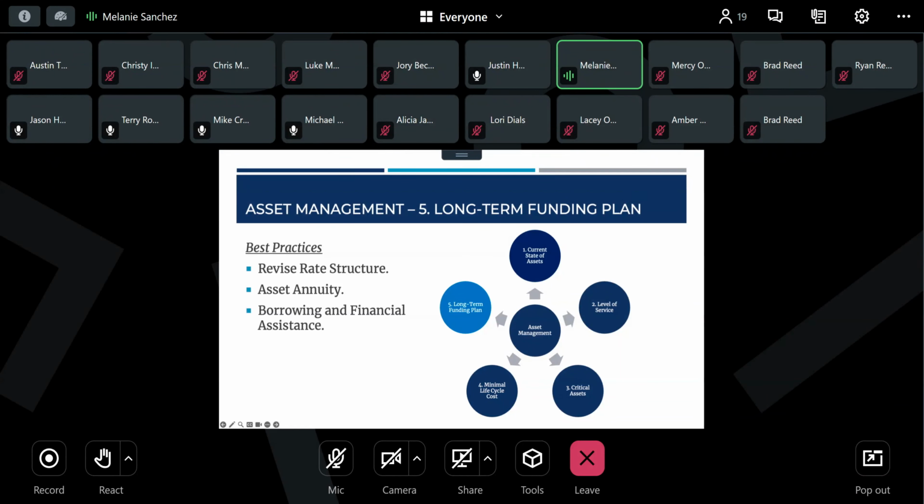Creating a dedicated reserve, so building a reserve from current revenues, which is often referred to as creating an asset annuity, ensures more financial sustainability. And then the third of our best practices is going to be exploring financing options. So assessing the potential of financing asset rehabilitation, repair, and replacement through borrowing or seeking other financial assistance.